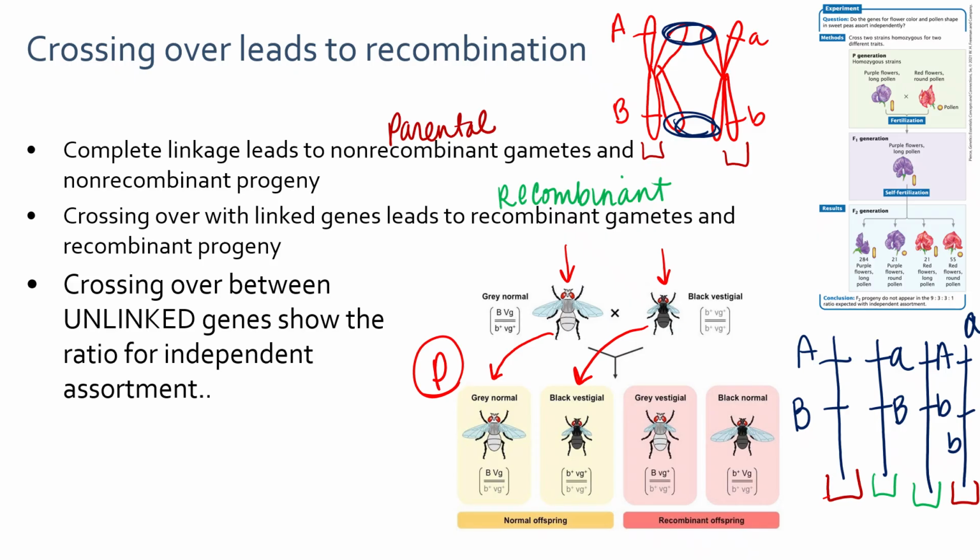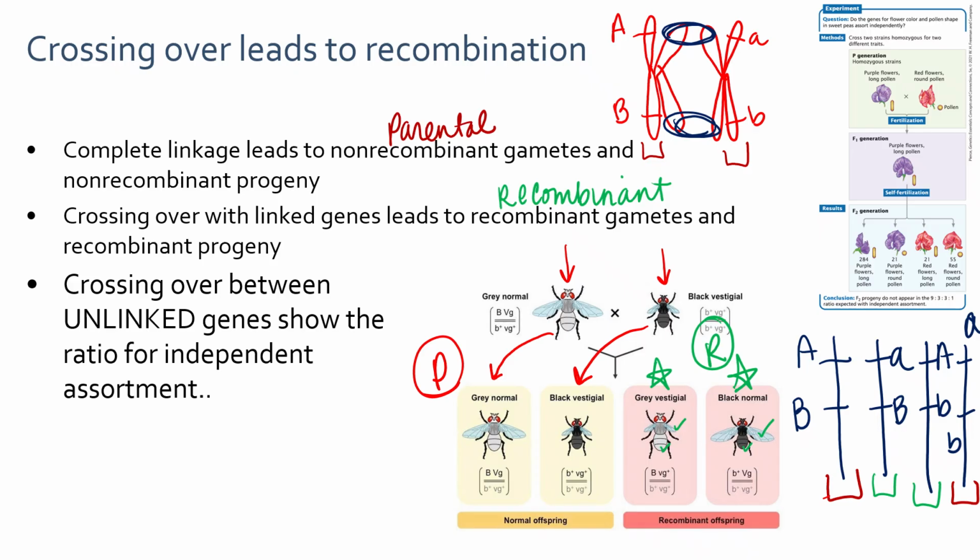So we've got the parents on this side, and then we expect our recombinants as well. So that would be this guy here who has the gray body but the vestigial wings, and this guy here who has the black body but the normal wings. And so those are going to be our recombinants.